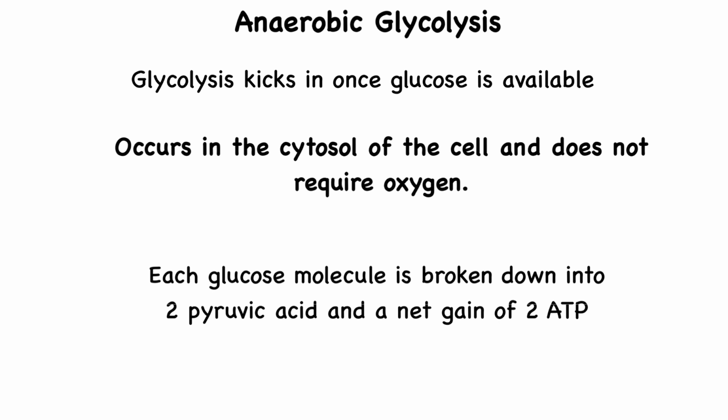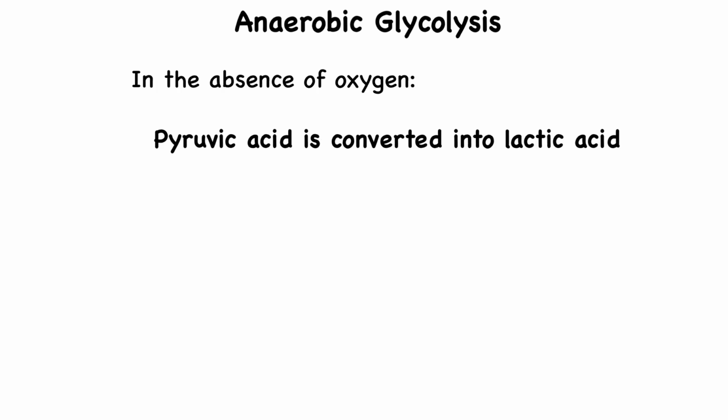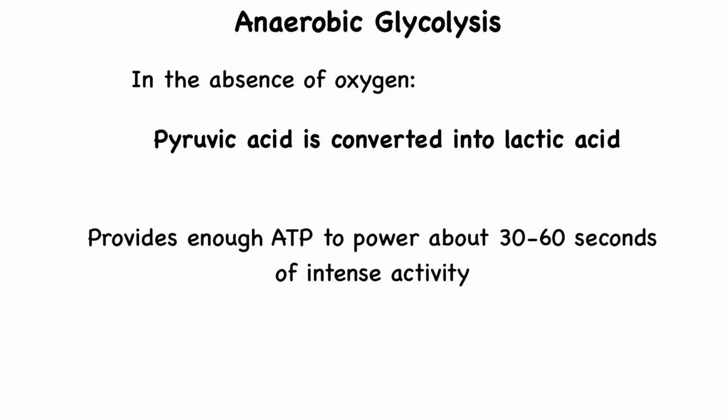But when you first start exercising, your muscles demand more oxygen than your body can deliver right away. Until your breathing and circulation catch up, glycolysis runs without oxygen. In this case, instead of entering the mitochondria, pyruvic acid is converted into lactic acid. This is what we call anaerobic glycolysis. It's fast, and it provides enough ATP to power about 30 to 60 seconds of intense activity, like running a 400-meter sprint or lifting weights for a short set.